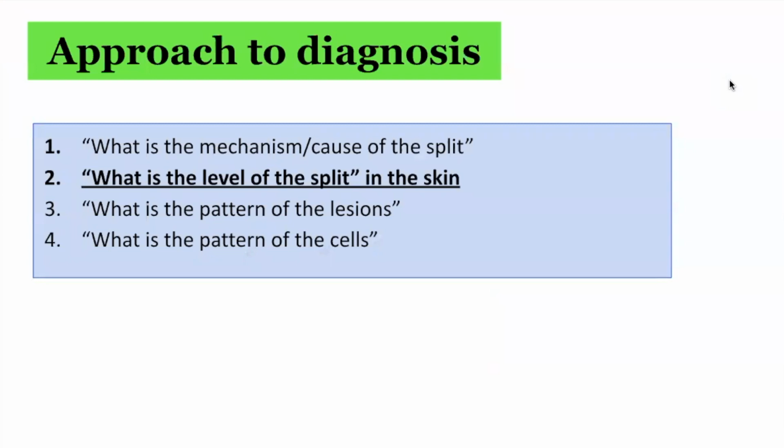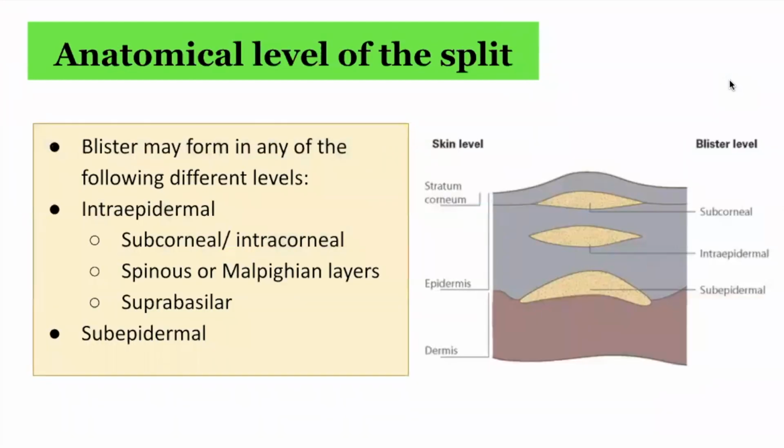So that answers the first question of our approach to diagnosis in terms of the different underlying mechanisms and differentials to consider. The next question to address is the level of the split in the skin. What do I mean by the level of the split? The blister can form in a number of different levels. Broadly speaking, it can form in the intraepidermal level or subepidermal level. As the name suggests, intraepidermal means a split happens within the epidermis, whereas subepidermal split occurs at the level of the basement membrane zone or below.